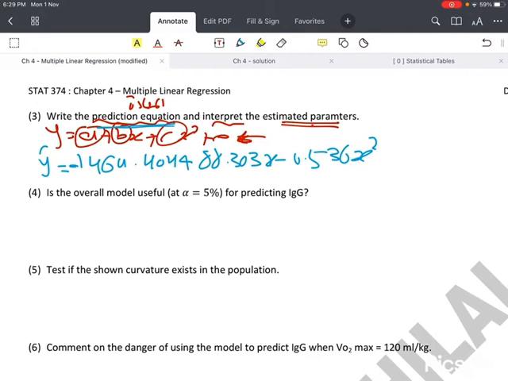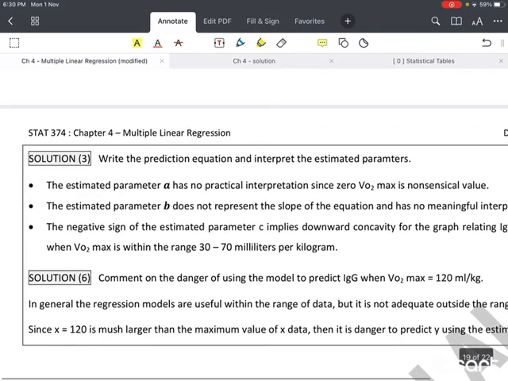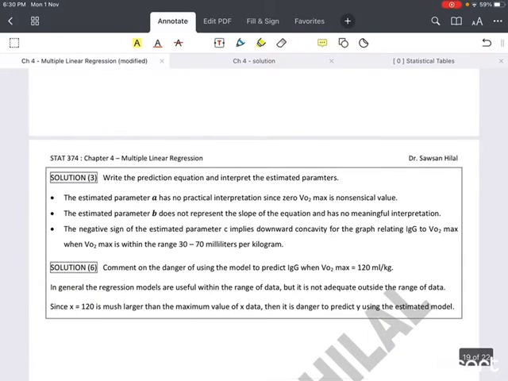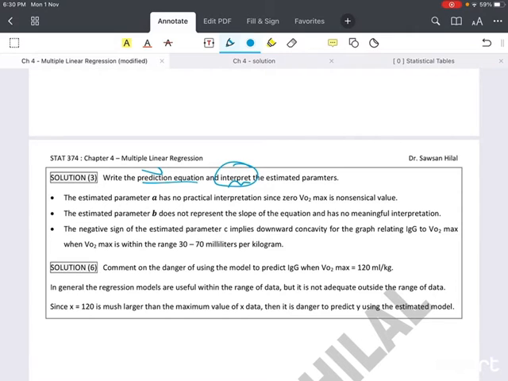Then for the interpretation, you will find them in this box. The interpretations are written for you here; you will not memorize them, you will understand them. So we write the prediction equation, then interpret here. This will be for A, this will be for B, this will be for C.